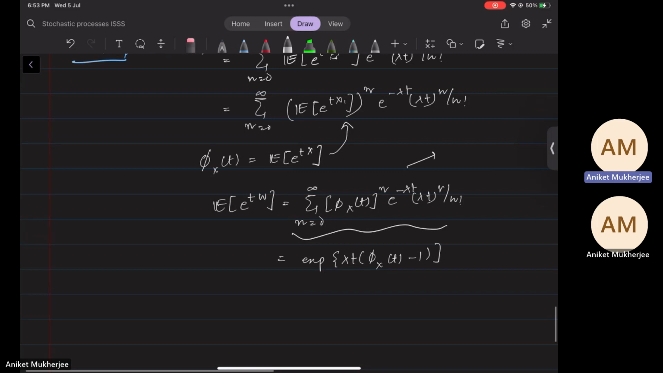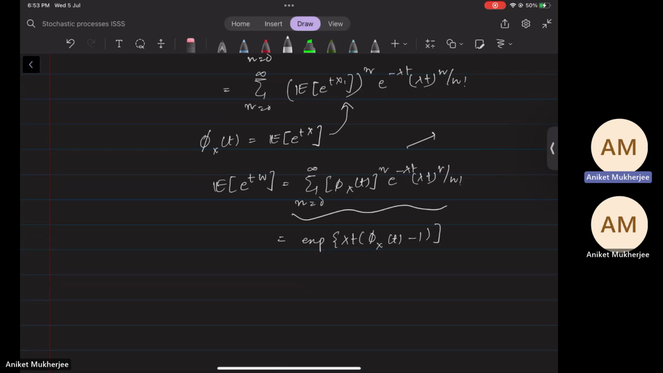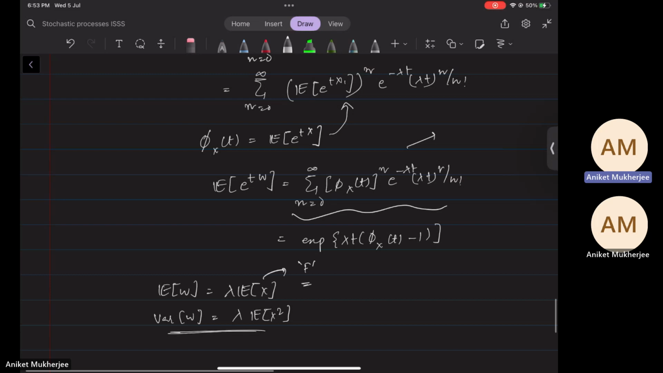So now you've got the moment generating function. Now to find the expectation or the variance, you can differentiate equation 2.53, or by again using a conditioning argument, you can show that the expectation of W is equal to λ times the expectation of X, and the variance of W is equal to λ times the expectation of X squared. Here the distribution of X is F, which is given to you.